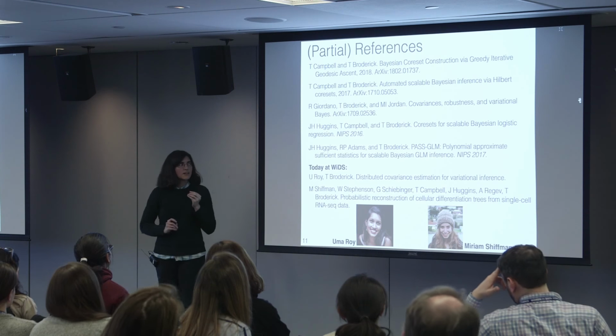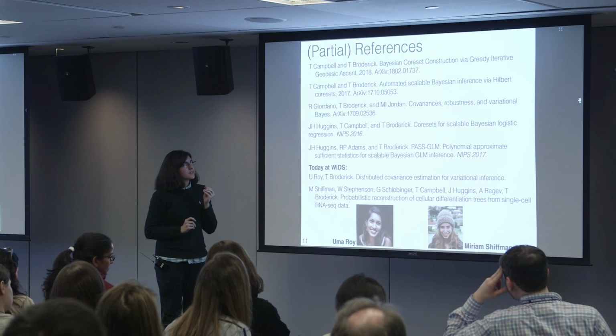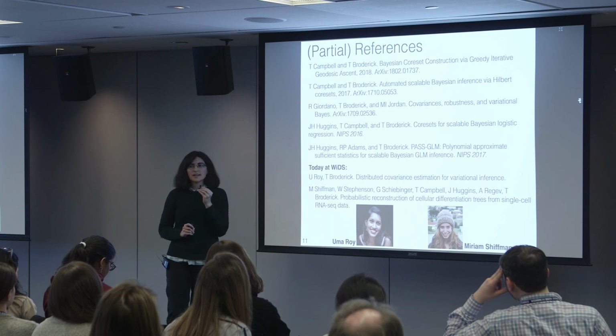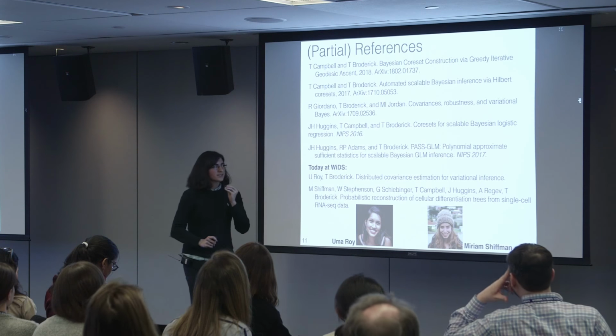Up here I have some examples of papers if you're interested in learning more about this work. It's not all of our papers on this work, but it's a good place to get started. There are some papers about the core sets work, some papers about the covariance, robustness, and linear response variational Bayes work, and a paper about the approximate sufficient statistics work.